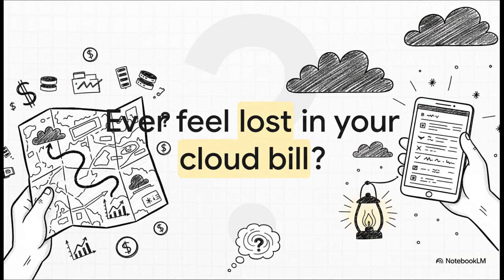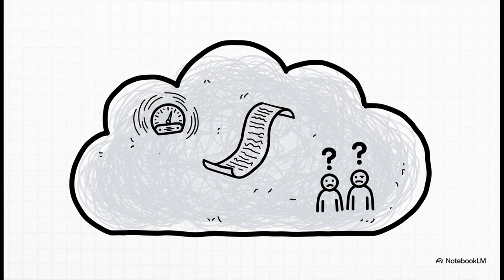So let's just start with a feeling I'm pretty sure you know all too well. You open up that monthly cloud bill, you see that big number at the bottom, and it's like you've been handed a map to a city you've never even heard of, written in a language you don't speak, and oh yeah, it's pitch black outside. You know, there's actually a name for this feeling. We call it the cloud cost fog.